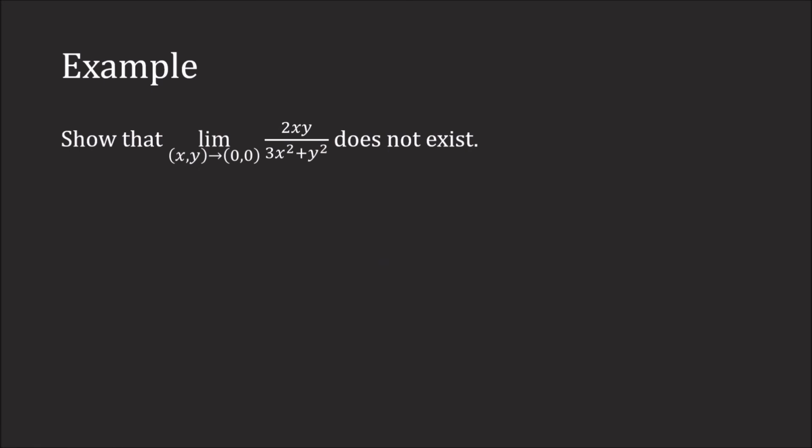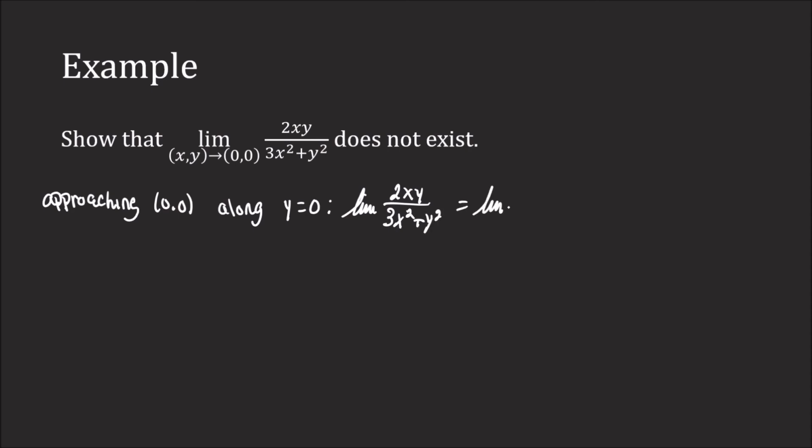Well, let's first consider approaching the origin along the line y equals 0. So then the limit of 2xy over 3x squared plus y squared would become the limit of 0 over 3x squared. Well, that limit is just 0.